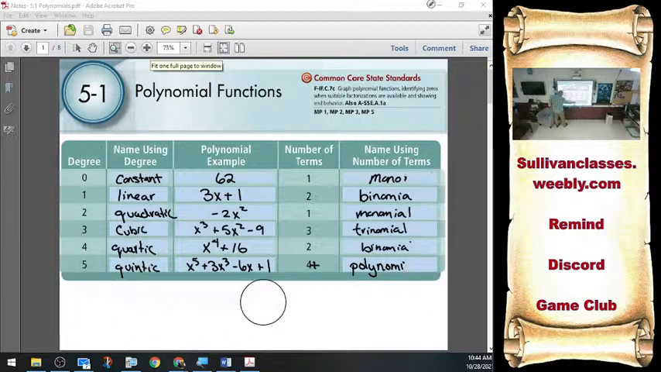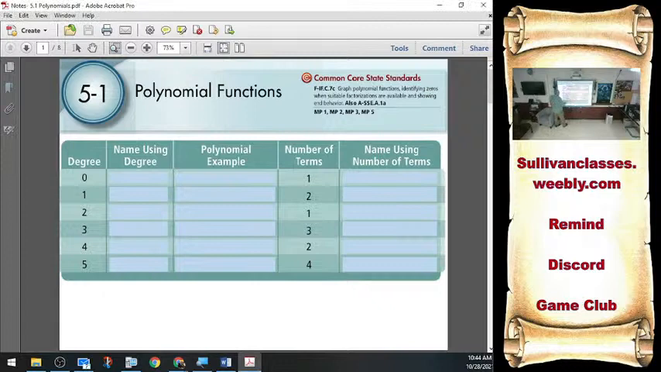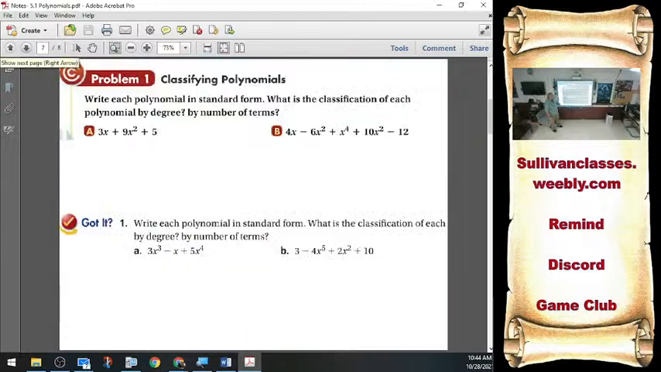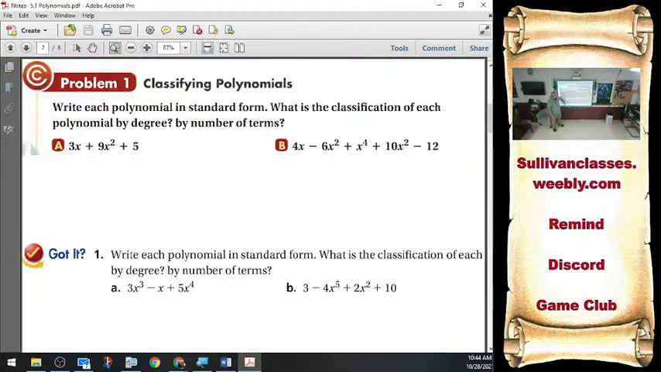Now, the reason you have to know all that is because I'm never going to be the guy that puts vocabulary on a quiz, like fill in the blank, matching, anything like that in math. I'm not going to do that. But you got to know what it means, or else you don't know what they're asking you in the directions. So, write it in standard form and name it by degree and number of terms.